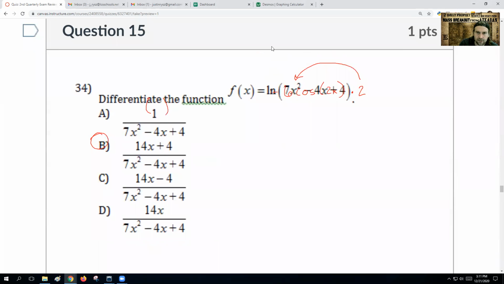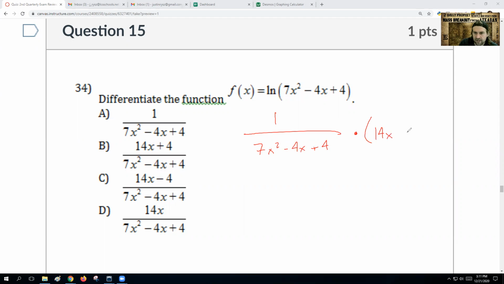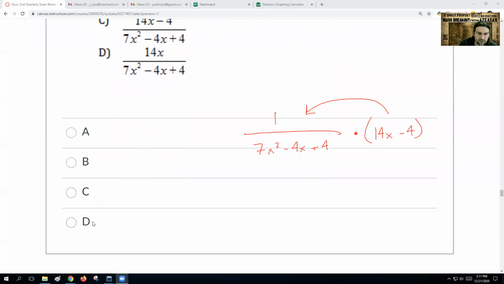All right. Next, natural log. Natural log is 1 over x, but since it's the natural log of something, it's going to be 1 over that something. All we got to do is times by the derivative of the inside, which would be 14x minus 4. All we can do is just move that on to the top. Nothing factors out here, and that would be choice C. Yeah, 14x minus 4.